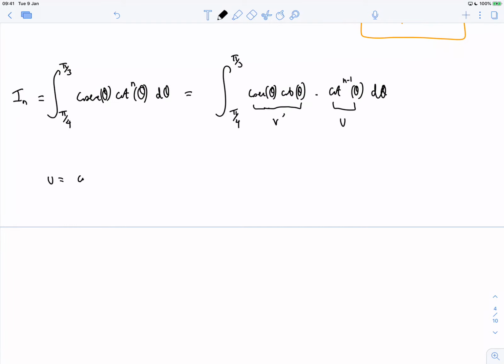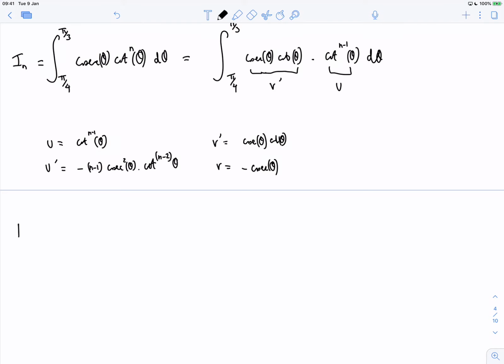So if u is cot to the n minus 1 theta, then u dashed is going to be the differentiation of that, which is going to be minus n minus 1, bring the power down, and then cosec squared theta times cot to the n minus 2 theta. Bit of a mouthful, but it can be done. And then v dashed is cosec theta cot theta. And the reason I picked that is because when I integrate that, that's quite nice. That just becomes minus cosec theta, like so.